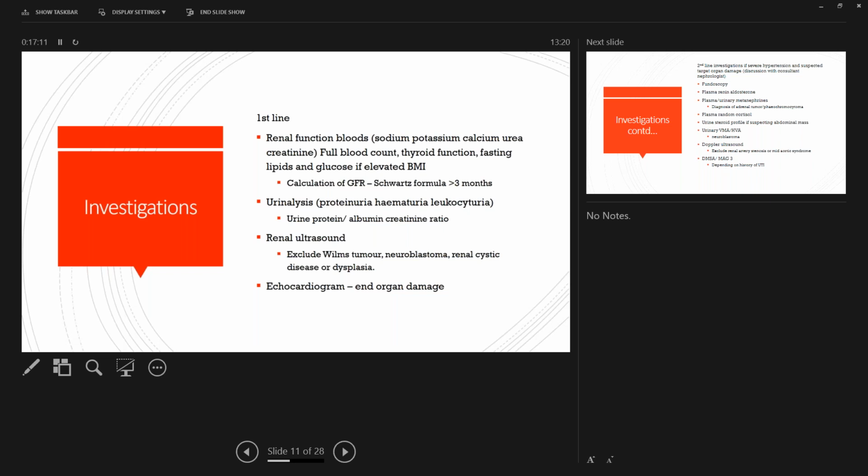We use the Schwartz formula for children who are over 3 months. This is so you can see what degree of renal impairment they have. Do they have a chronic or an acute-on-chronic picture that's causing the hypertension? A urinalysis to assess for protein, blood or leukocytes. If they have any of the following, such as proteinuria, you want to send an albumin creatinine ratio. A formal dipstick can give you a clue of the level of protein in their urine.